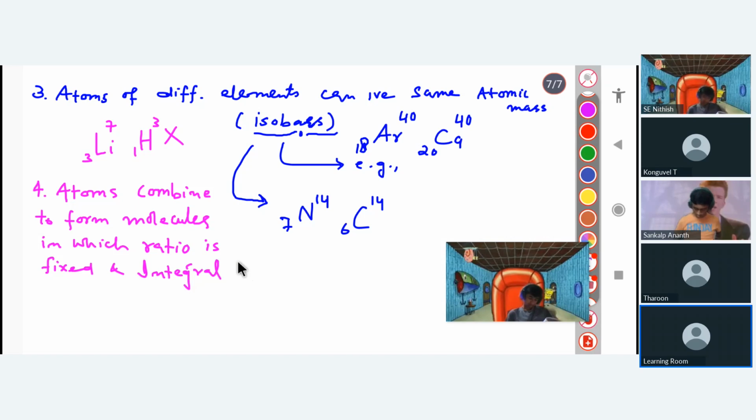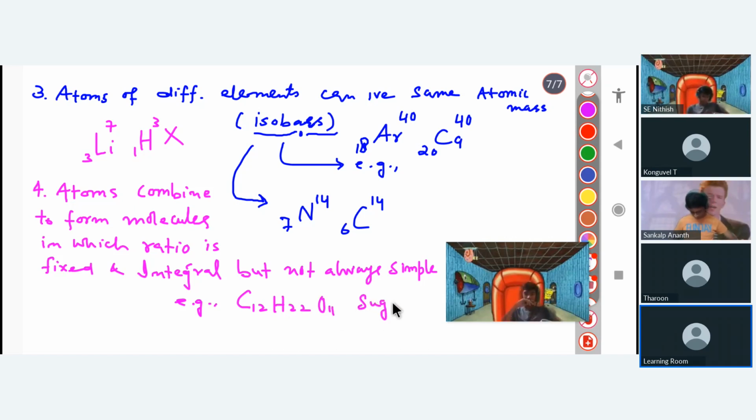So have you got this point? Yes, sir. But not always simple. So that means it is not necessary that the ratio will always be simple. For example, I have already given you the example, that is sucrose, C12H22O11. It is your sugar which you are just taking in your homes. So here the ratio is 12 is to 22 is to 11. You cannot simplify this. So that means this is not a simple ratio.